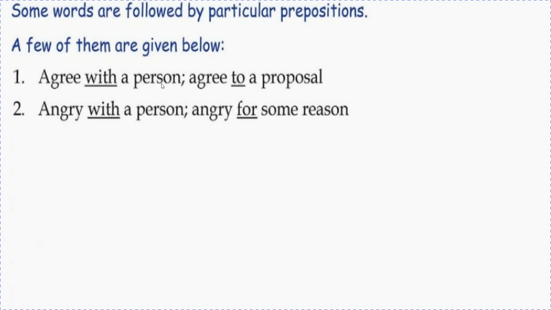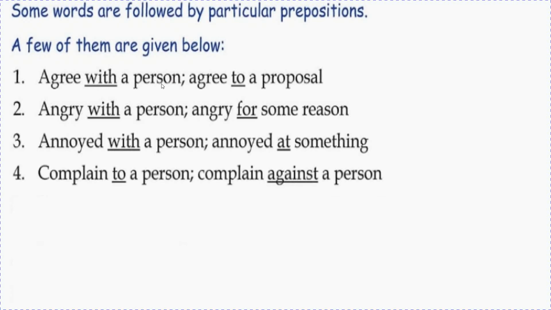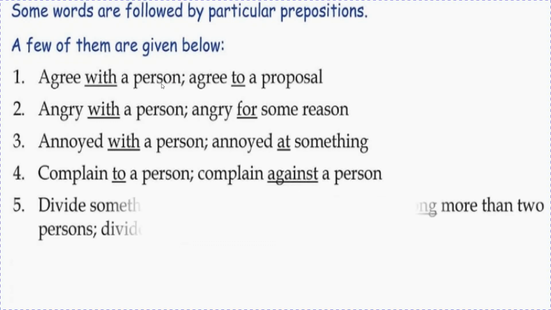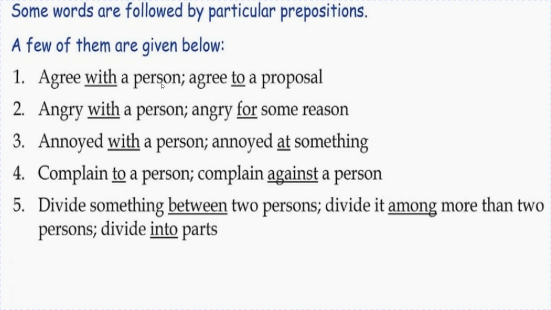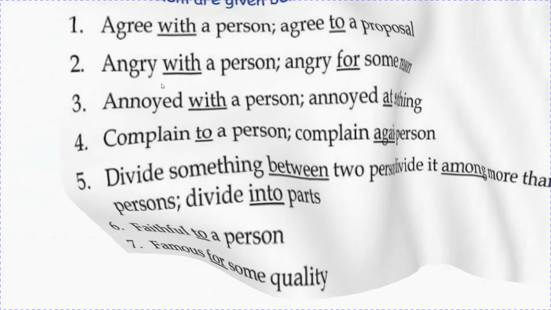Here you can see that how prepositions change with the sentences. Annoyed with a person but annoyed at something. Complain to a person but complain against a person. Divide something between two persons. When you are talking about two, then between. But when you are saying divide it among more than two persons, then among, and then divide into parts. Faithful to a person. Famous for some quality.